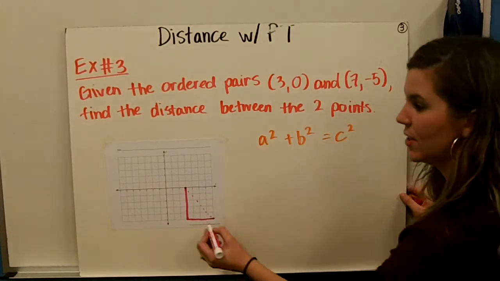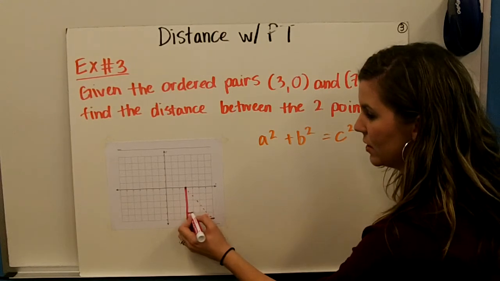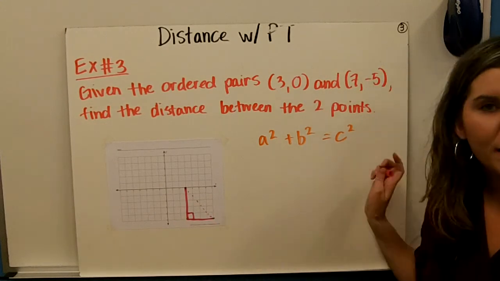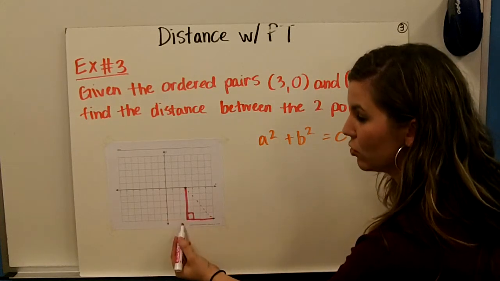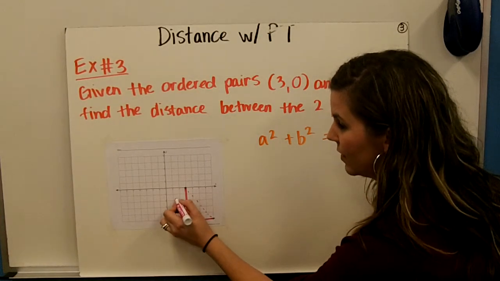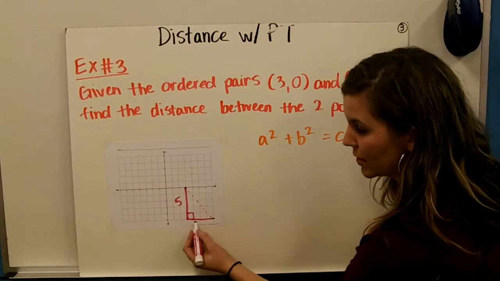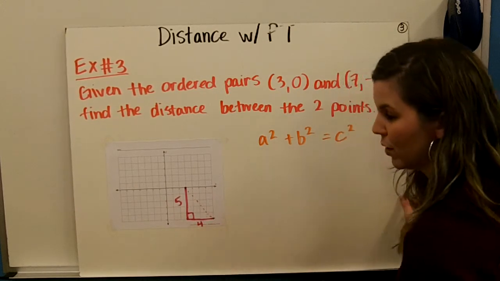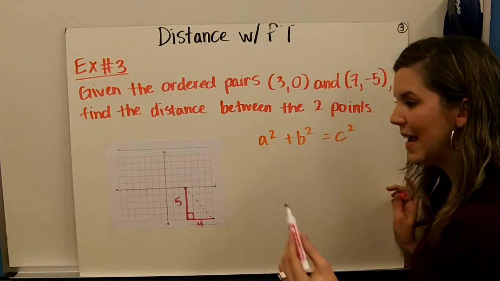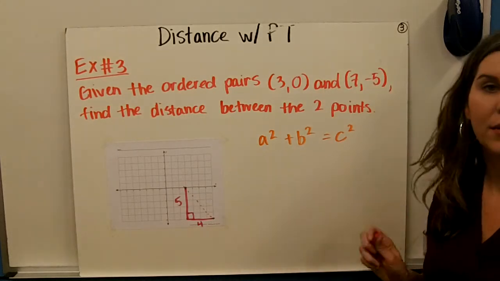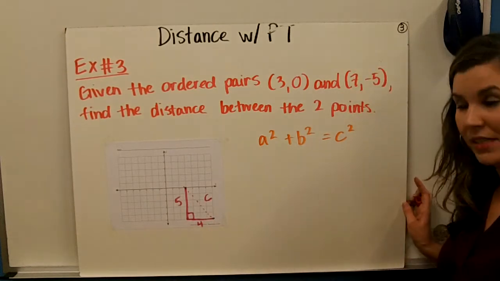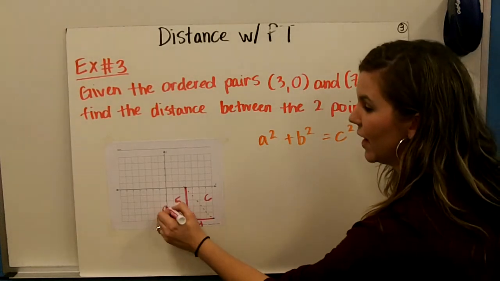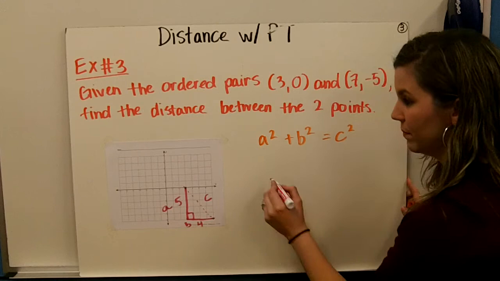All right, so you should see the right triangle that I've formed. And since we're on graph paper, it's easy. We can count the sides. So count how long this vertical side is. It's 5. And count how long the horizontal side is. It's 4. But we cannot count diagonally. So here's where the Pythagorean Theorem comes into play. The missing side is C. That's our hypotenuse. We can call 5 A and 4 B.